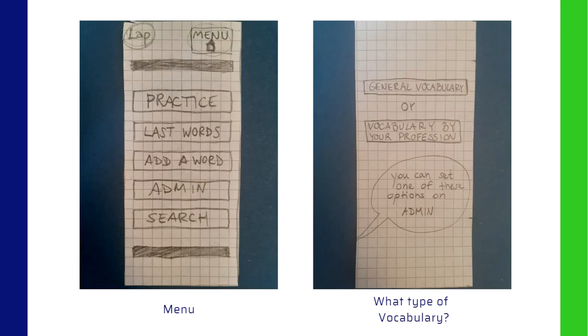In the first attempt to organize the menu, I included five main tools: Practice, Last Words, Add a Word, Admin, and Search. Then, I realized that in order to practice, users would need to choose between learning general vocabulary or vocabulary by profession. So I decided to include a bubble explaining how to set this option on Admin in order to avoid this question every time.